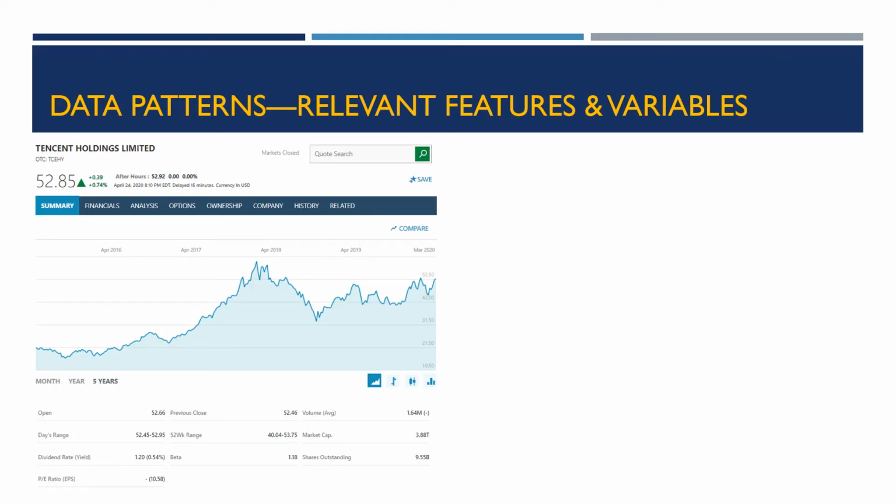All right, moving on to data patterns, relevant features, and variables. The data that we're going to continue to look at is the financial data that we have pulled. So as we can see here on the left, this is a summary of the past 5 years for Tencent Holdings. And as we can see, there's a climb all the way to about April 2018, and things were looking very good.